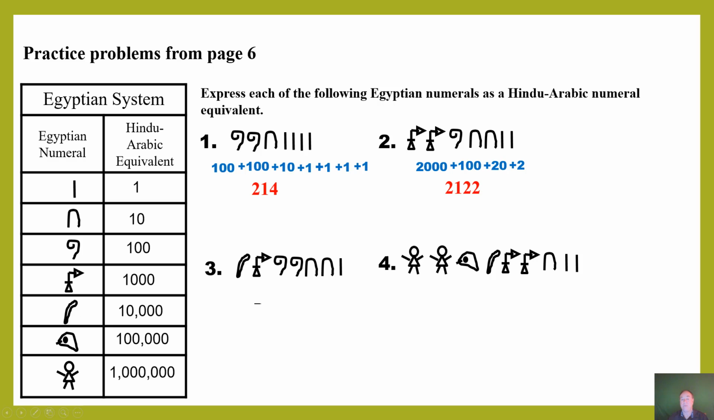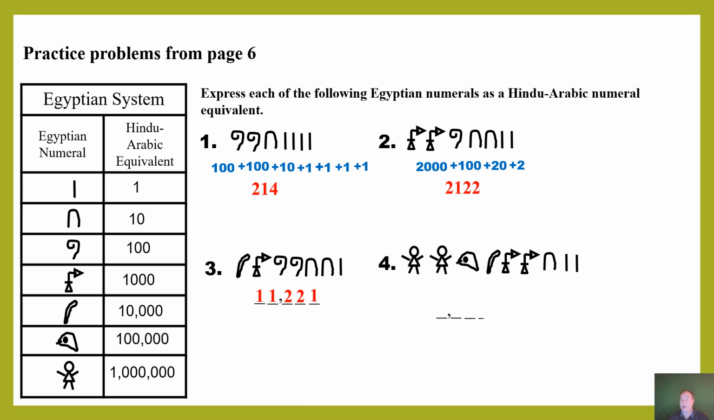Number 3, now we look for the largest place value. The largest place value was 10,000s. And we look at the symbols. We have 1 10,000, 1 1,000, 2 hundreds, 2 tens, and 1 one. So it's 11,221.